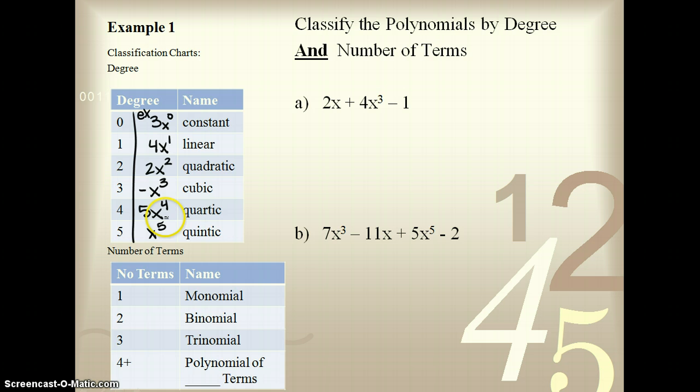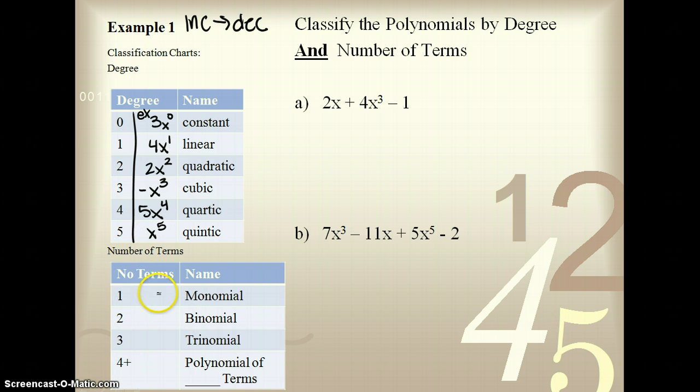Now, when classifying by degree, your goal is to look for the largest exponent, so it must have the largest one. If it is not written in correct order, meaning from increasing to decreasing order, then you need to rewrite it. The number of terms, there's only 4 options.